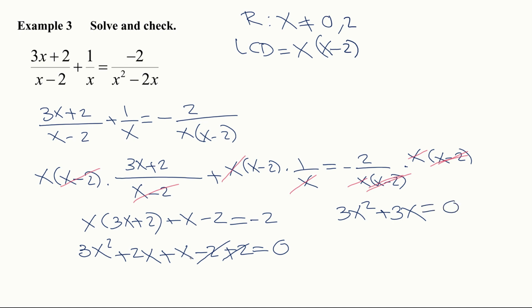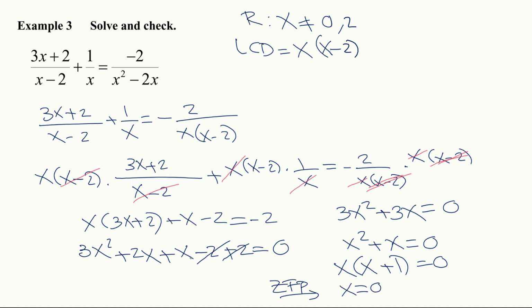So I immediately notice I can divide both sides by 3 right away, get rid of the 3. So we get x squared plus x equals 0, because remember, 0 divided by 3 is just 0 anyway. So now we can factor the x. That leaves us x plus 1 equals 0. And now we'll go ahead and apply the 0 factor property. So either x must be 0 or x plus 1 must be 0, which gives me x equals -1.